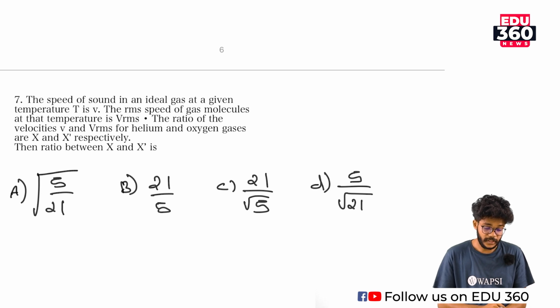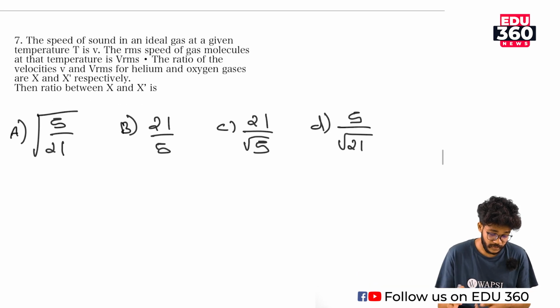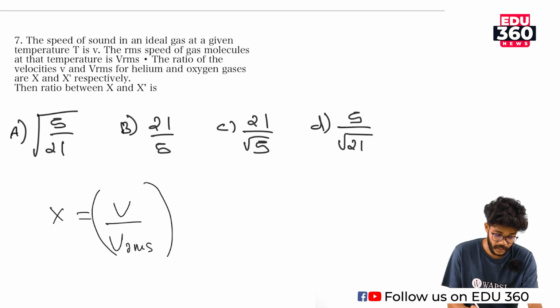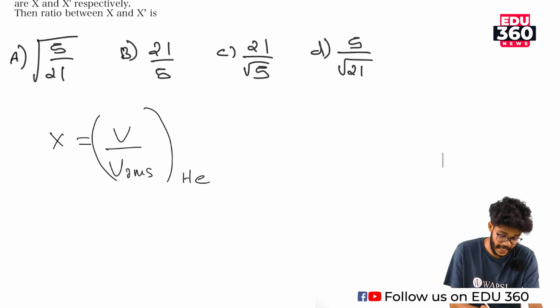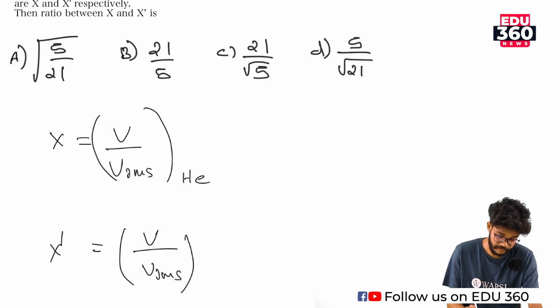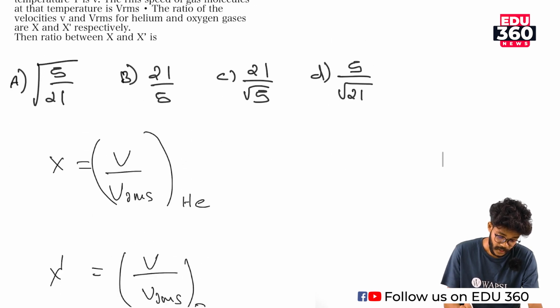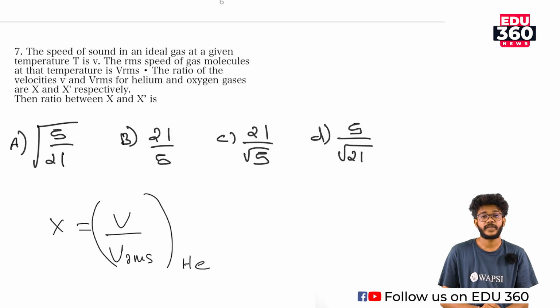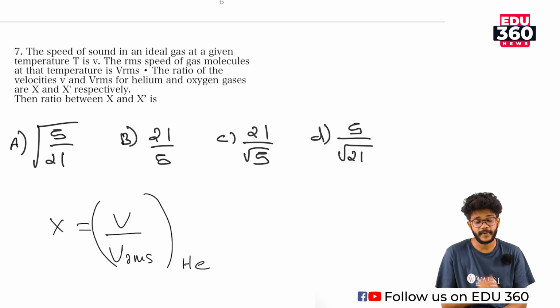The ratios of the velocities V and Vrms for helium and oxygen gas are X and X dash respectively. So X is nothing but the ratio of V and Vrms for helium, and X dash is the ratio of V and Vrms for oxygen gas. So we have to find X divided by X dash.